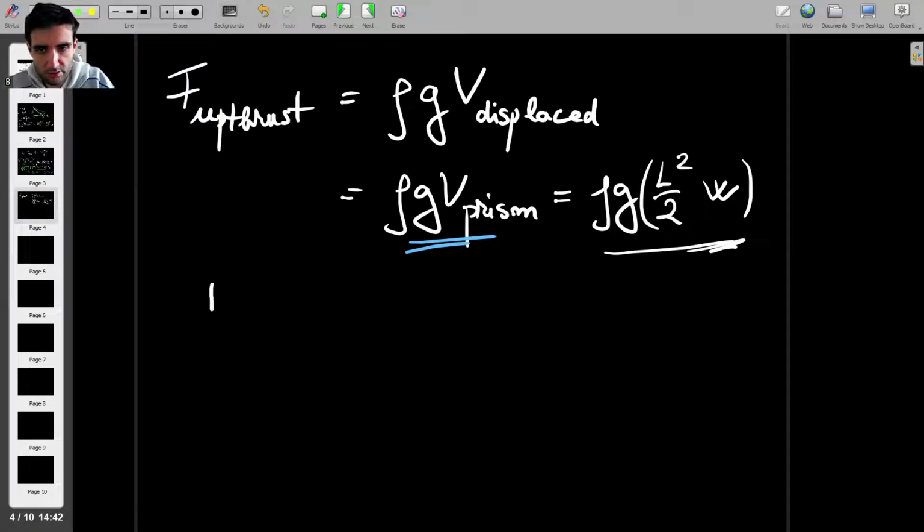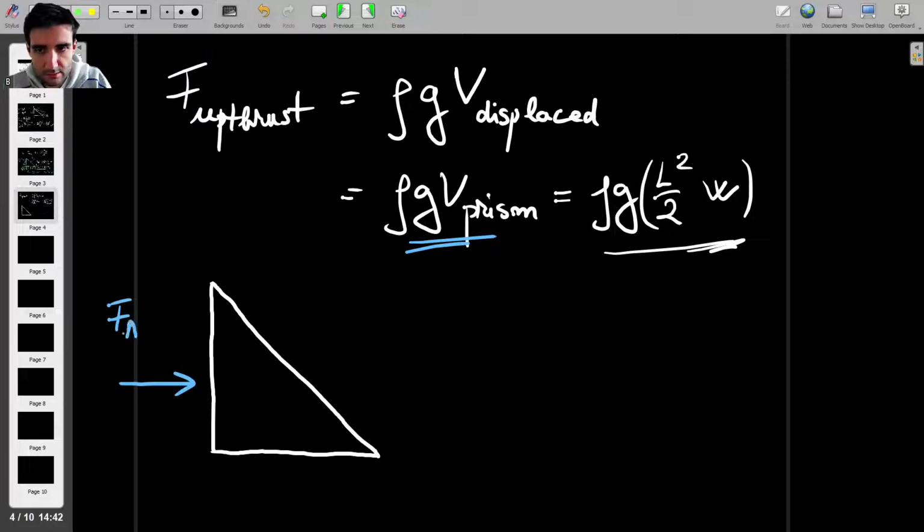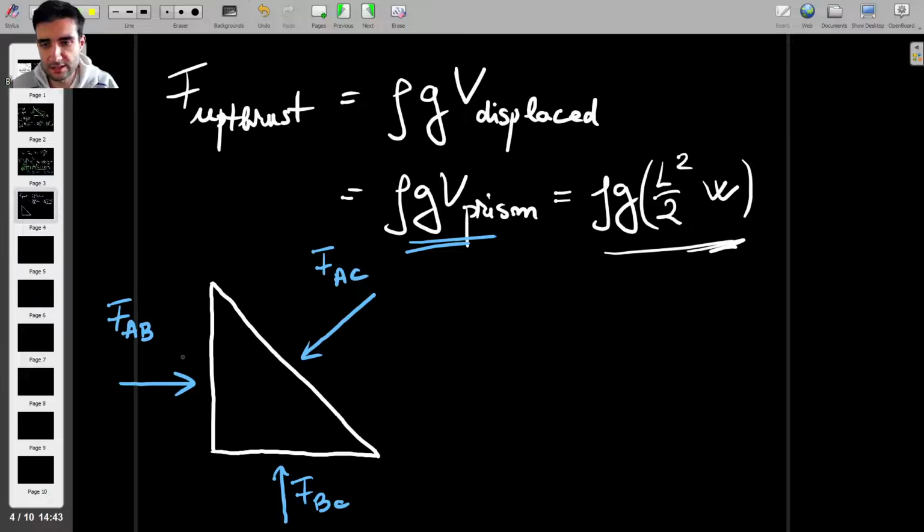So let me draw a free body diagram again for the prism like this. And I'm gonna draw the forces. I'm not gonna draw the pressure distribution anymore. I'm gonna draw the forces like this. So this is gonna be FAB. This is gonna be FBC, like this. And this one is gonna be FAC. The length of the arrows doesn't really tell us anything about the magnitudes. I just drew some random lengths for the three forces.